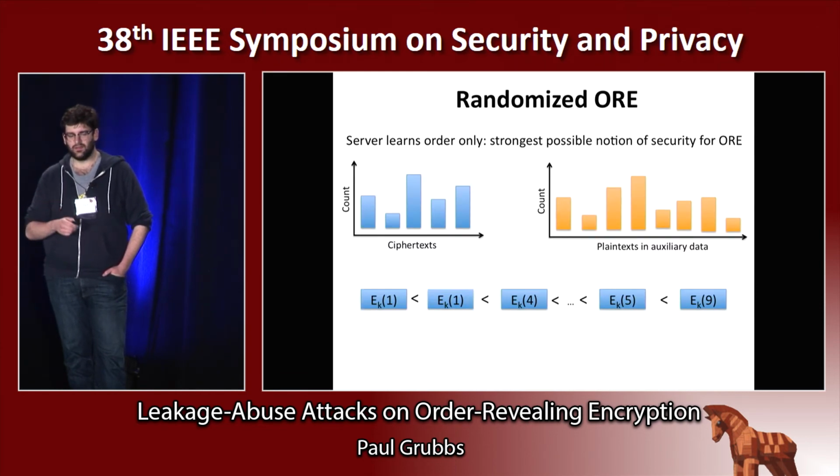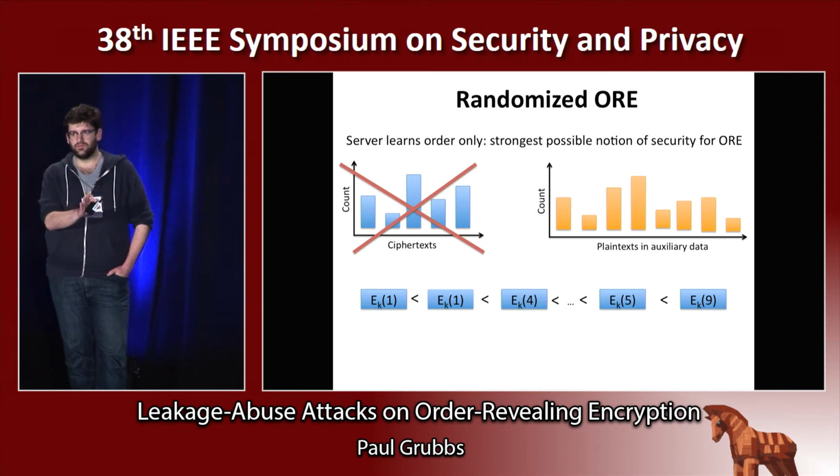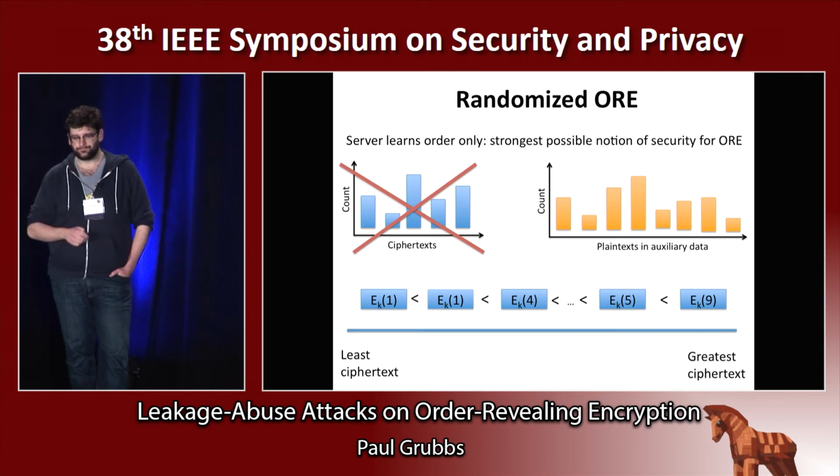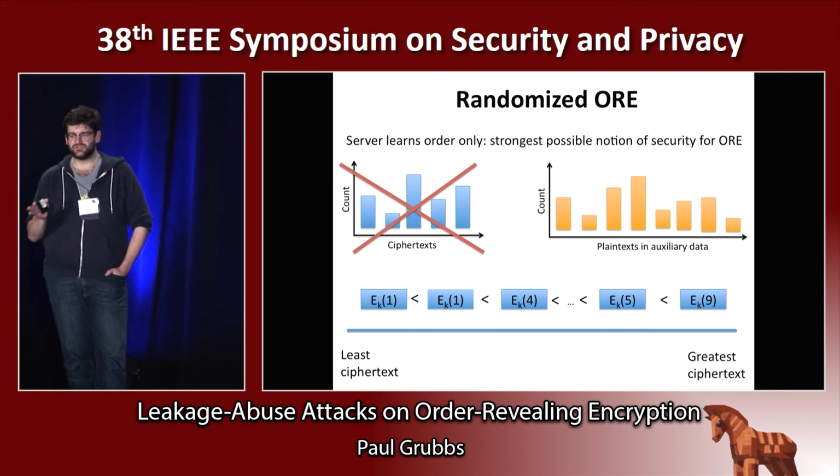So in this attack, again, we're not going to have the frequency histogram of the ciphertexts. Instead, what we're going to have is basically just a sorted list of ciphertexts where encryptions of the same plaintext are going to be in a contiguous sub-interval in this list. So it's useful to think of this as just a number line where the least ciphertext is on the left here and the greatest ciphertext is on the right.